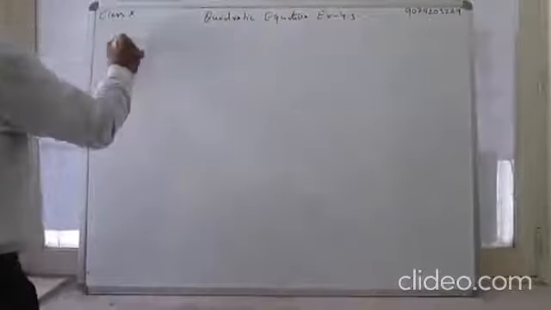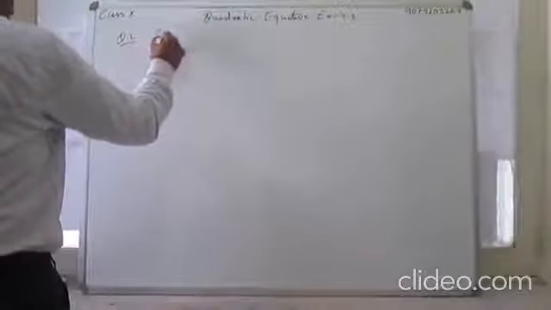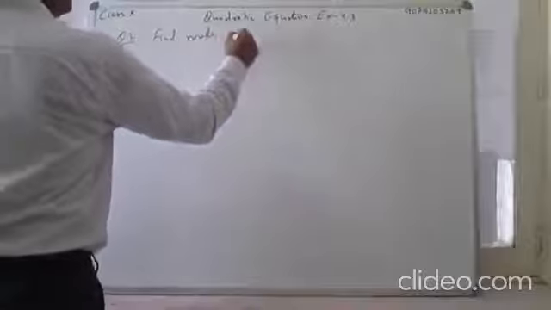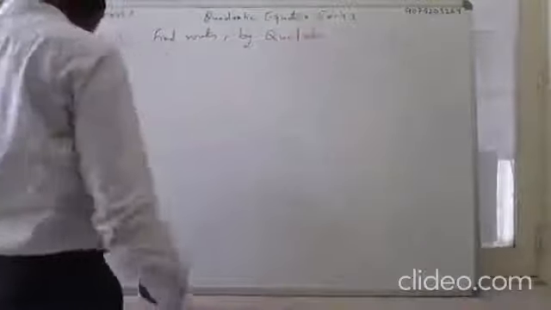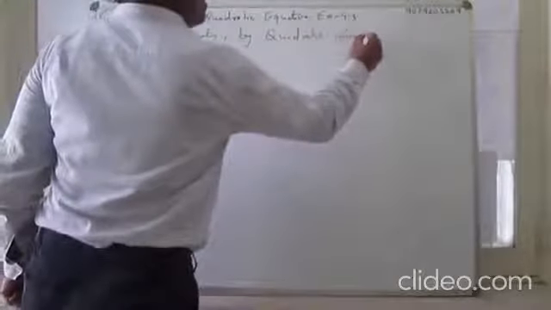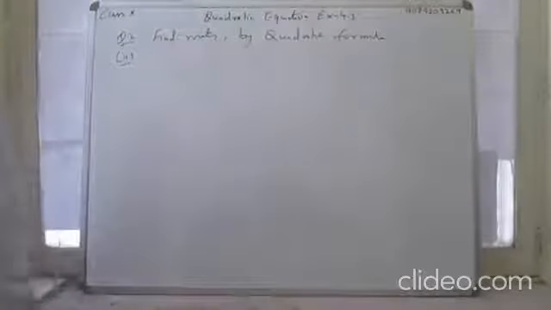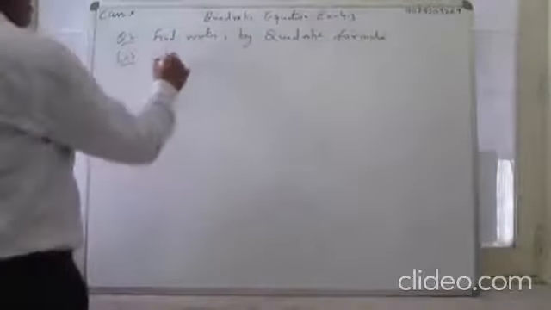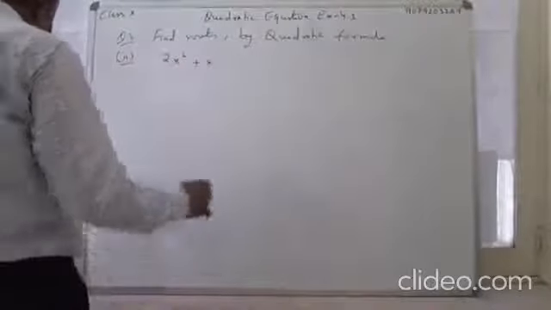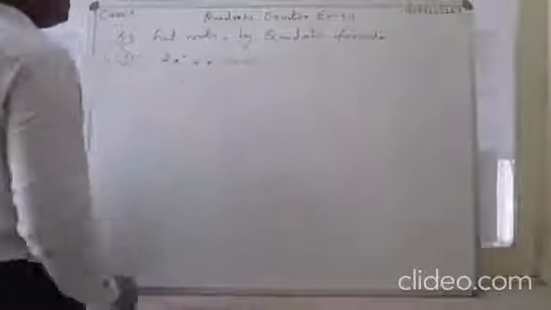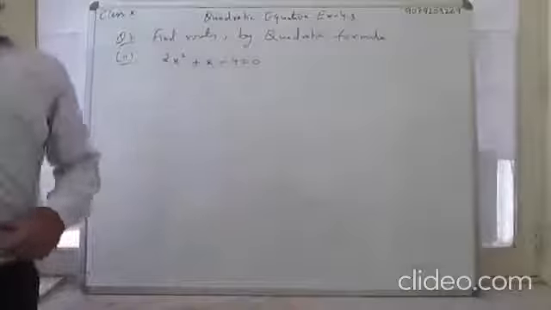Question number 2. Find the roots of the quadratic equation. Find roots by quadratic formula. So I will take the second part: 2x square plus x minus 4 is equal to 0.